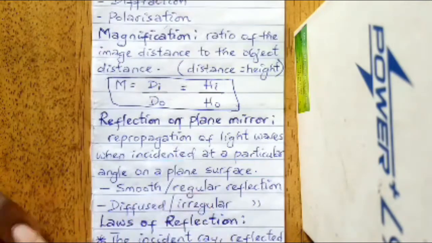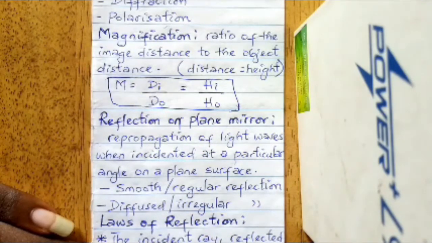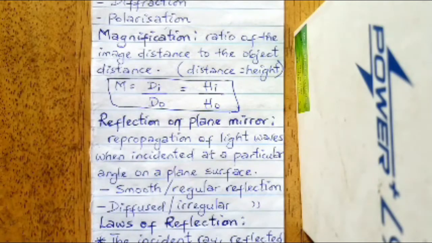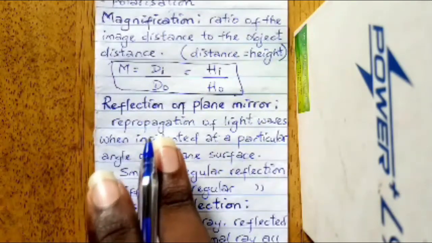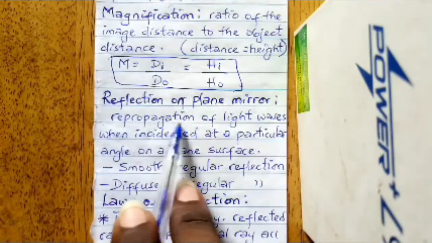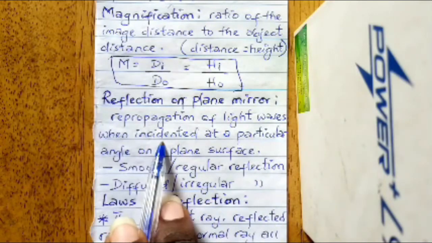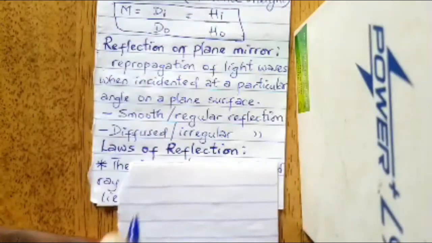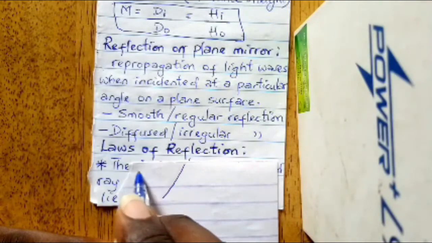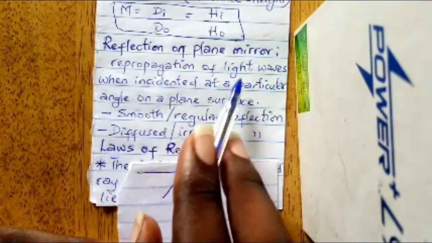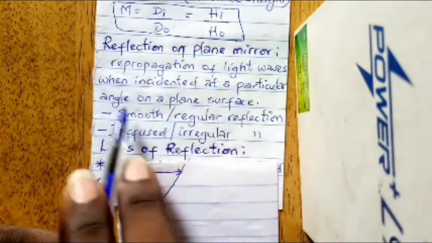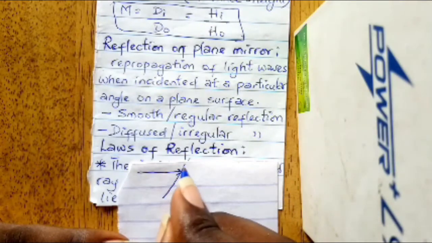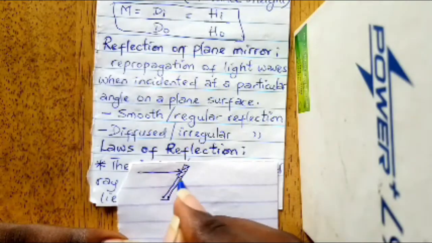Now I've explained earlier that mirrors reflect light waves while lenses refract light waves. So by reflection, we simply mean the repropagation of light waves when incident at a particular angle on a plane surface. Now this is what I explained here on reflection. It says repropagation of light waves when incident at a particular angle on a plane surface. Now you have a plane surface, in this case a mirror.